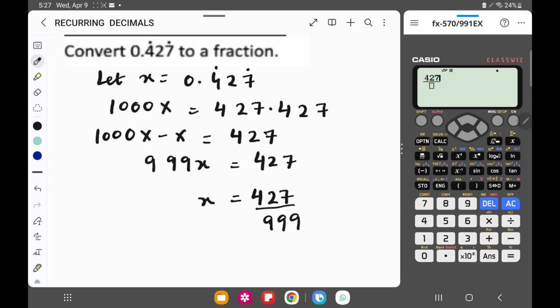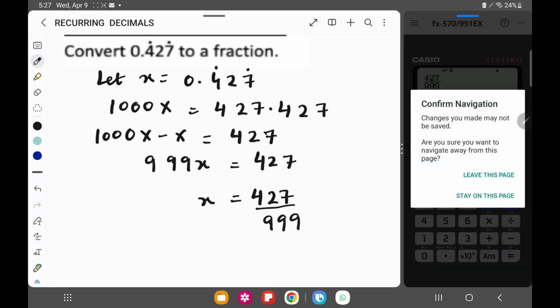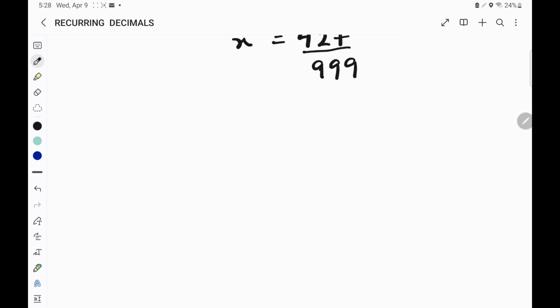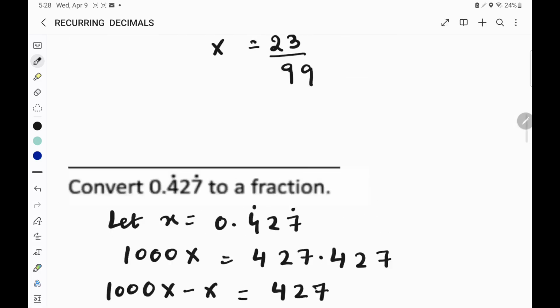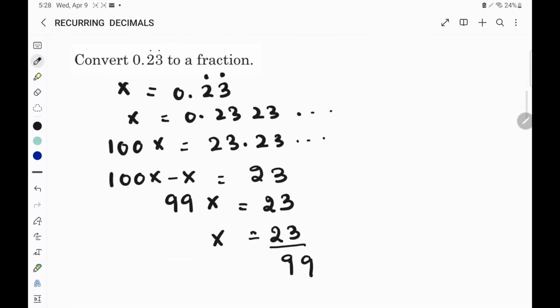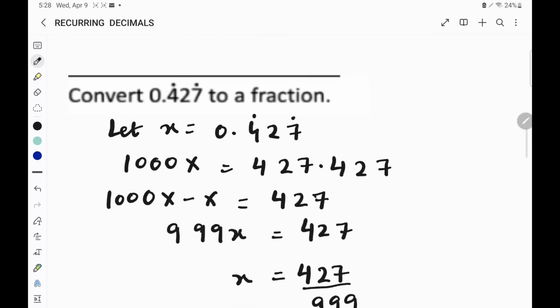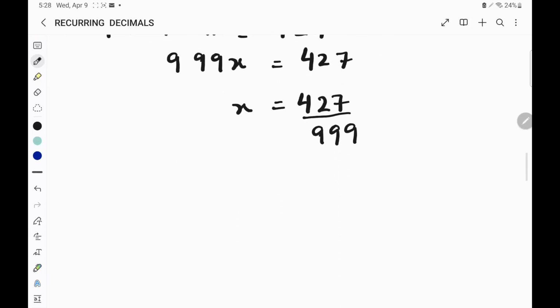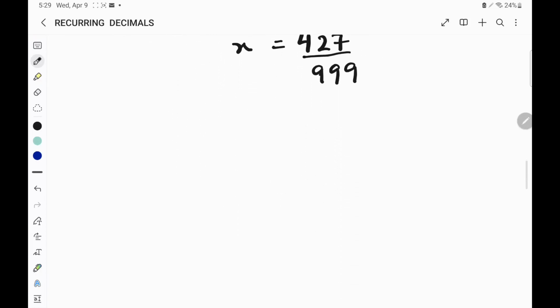But in your Paper 1 O-levels paper, IGCSE Paper 2, you cannot verify your answer, so understand the steps. Okay, 999, so that is equal to 0.427427, you can see. Let's say you understood that, for example, if we had 0.7, it would be 7 over 9, 0.23 would be 23 over 99. 427 over 999 is the answer.